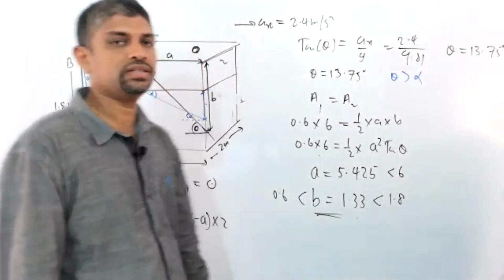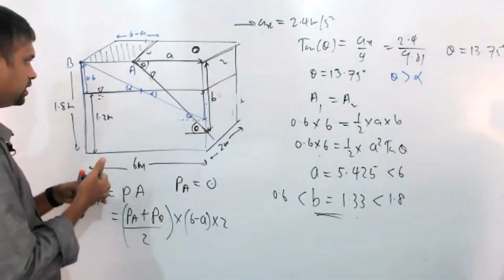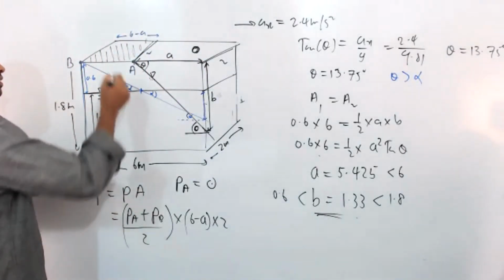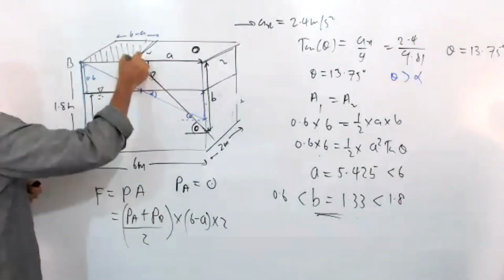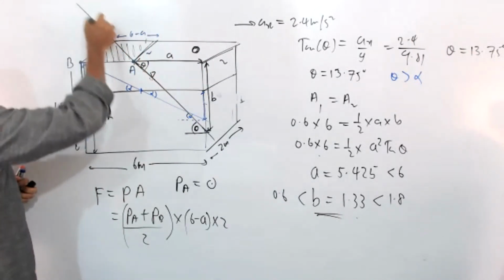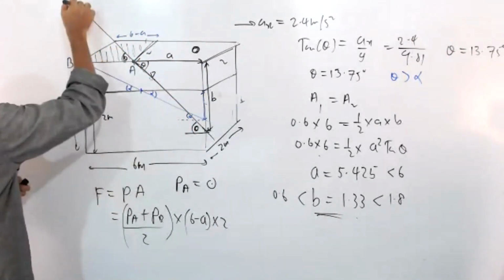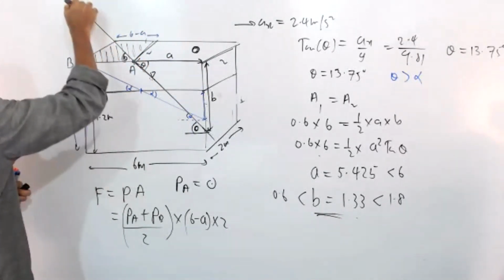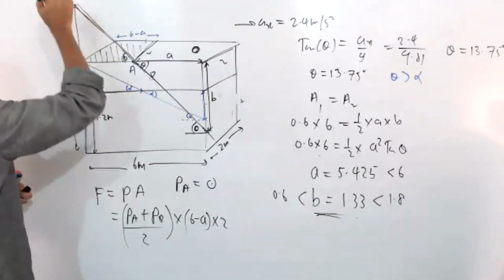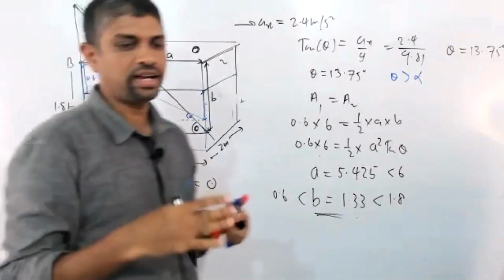Yes, we have to consider the imaginary height. In other words, we have to extend this line. This is the free surface, no? So we can extend it with the same angle theta. This is the imaginary water surface. You have to assume that the water is there.